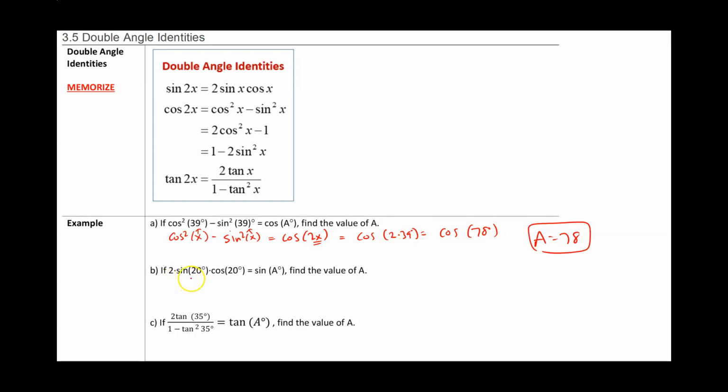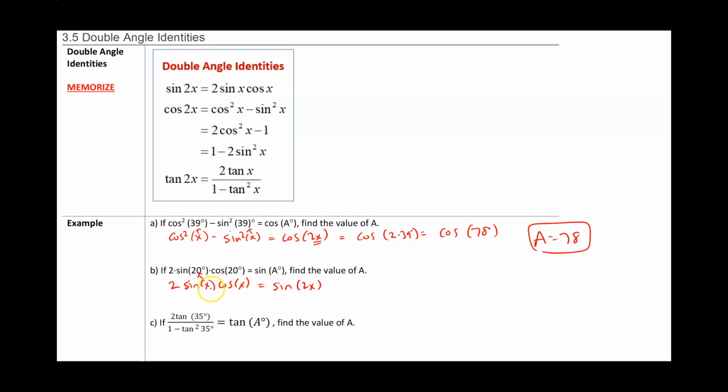Okay, we have if 2 sine 20 degrees times cos 20 degrees equals the sine of a, find the value of a. Let's find out which pattern this fits. So this fits a pattern of 2 sine of x times cosine of x, in this case x being 20 degrees. So the formula for 2 sine x cos x is sine of 2x.